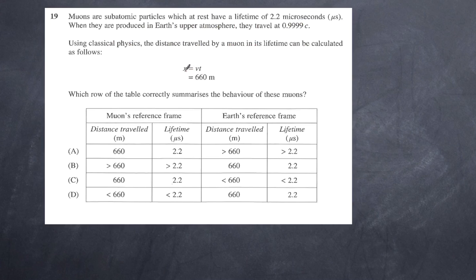So as far as the muon is concerned, if the muon were to calculate the distance it would travel, it would say its v is 0.9999 multiplied by 3 by 10 to the power of 8, multiplied by the time, which is in our case 2.2 by 10 to the power of negative 6 seconds. You would get approximately 659 or 660 meters. The important thing is that's what they think they move, if muons have some sort of sentience.